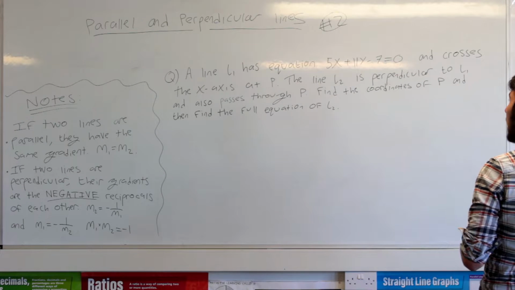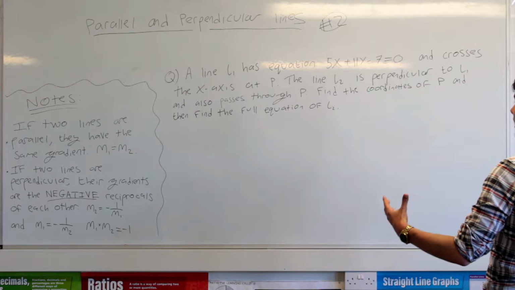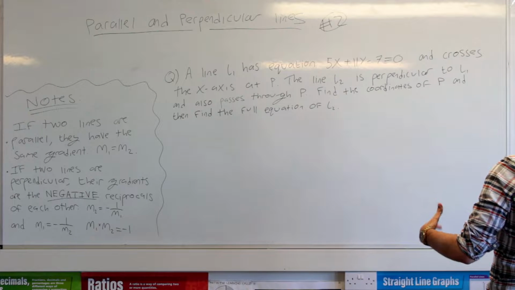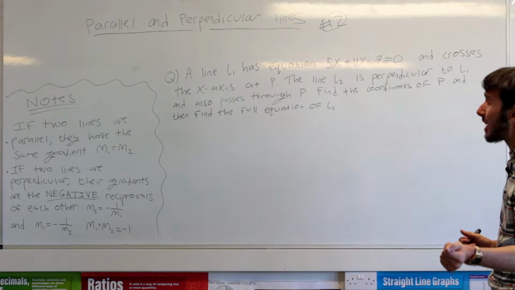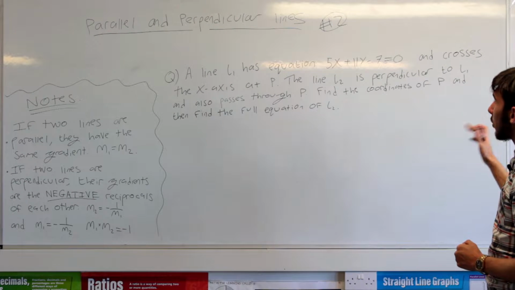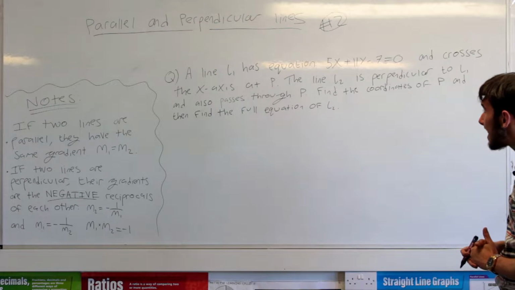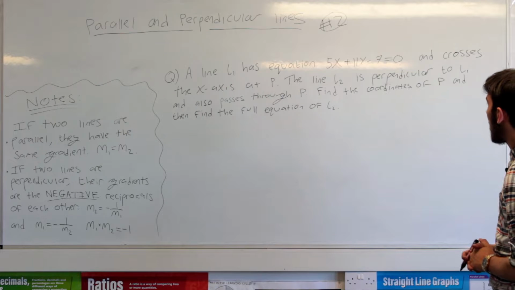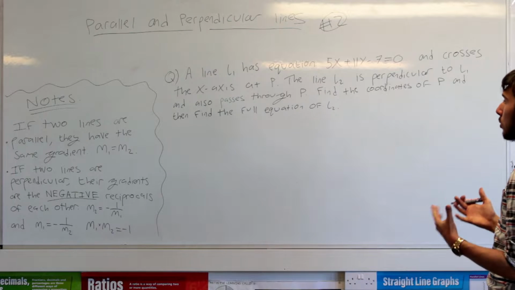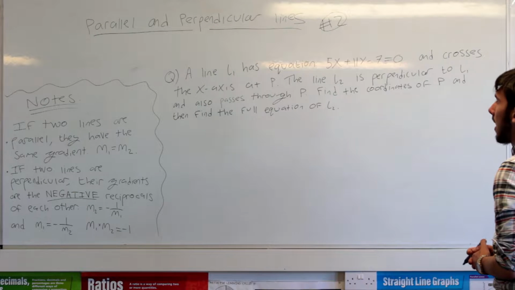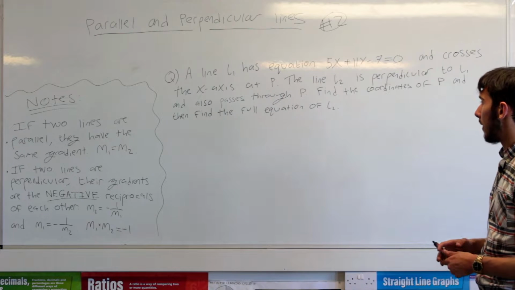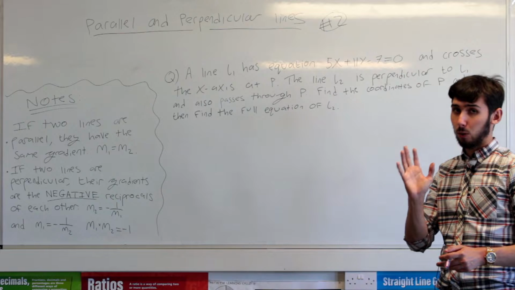A line L1 has equation 5x plus 11y minus 7 equals 0. So that's in the alternate form, ax plus by plus c equals 0. And it crosses the x-axis at the point P. The line L2 is perpendicular to L1 and also passes through P. Find the coordinates of P and then find the full equation of L1, the full equation of L2.